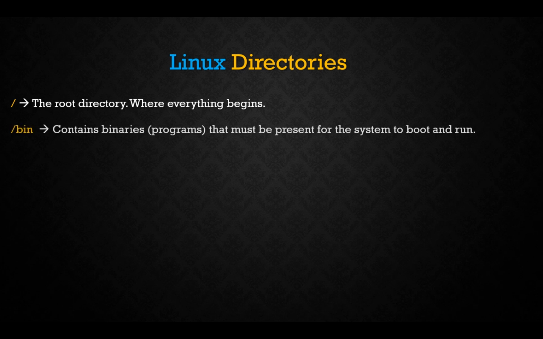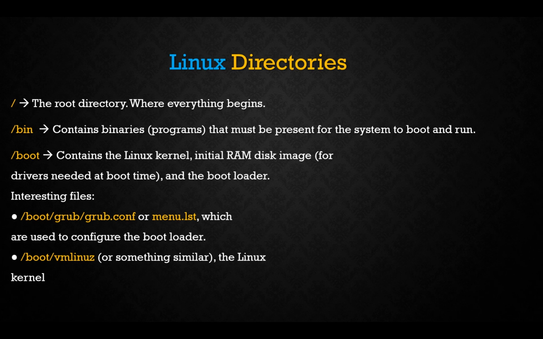The next directory is going to be /bin. This directory contains binaries, programs that must be present for the system to boot and run. And the next directory is /boot. It contains the Linux kernel, the initial RAM disk image for drivers needed at boot time, and the bootloader.